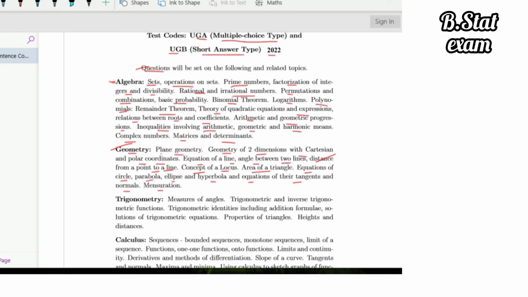After that you have trigonometry, in which you have measures of angles, then trigonometric and inverse trigonometric functions. Then you have trigonometric identities, including addition formulae, solutions of trigonometric equations, then properties of triangles you have, then heights and distances you have.